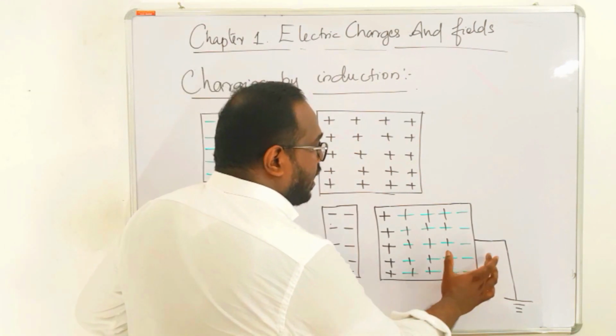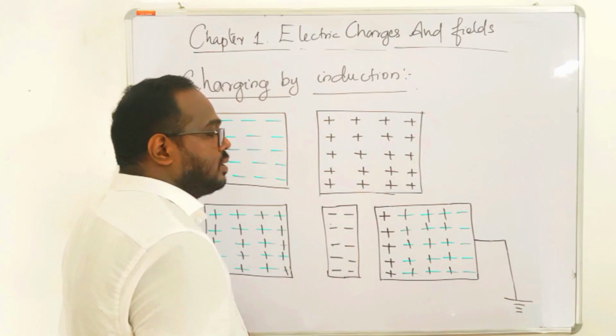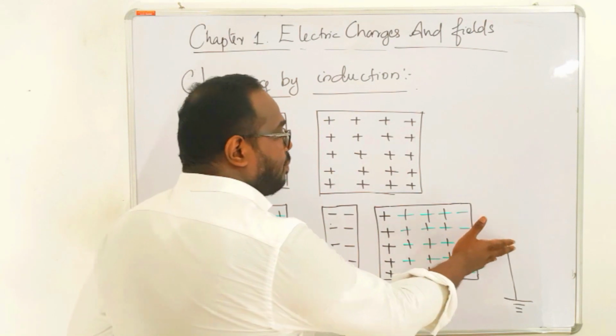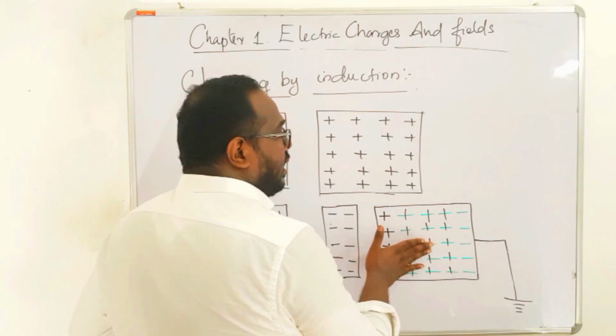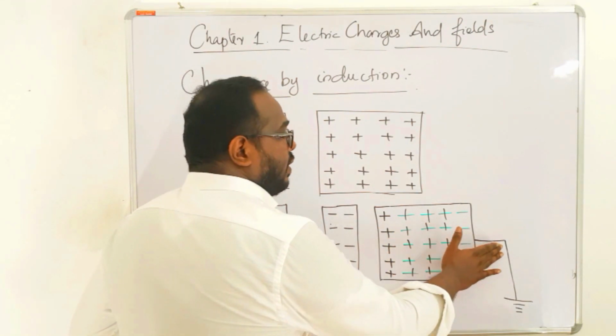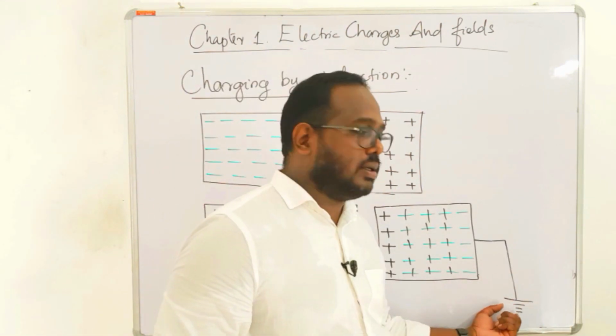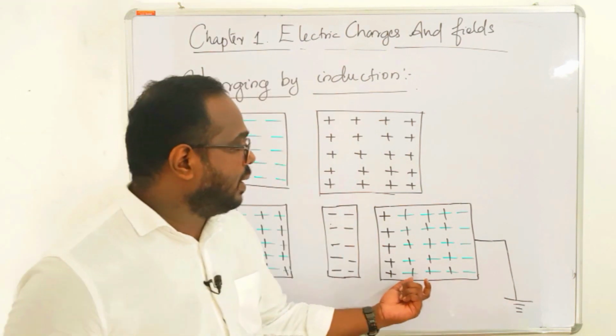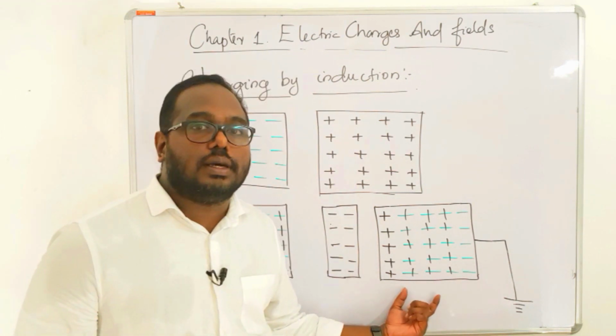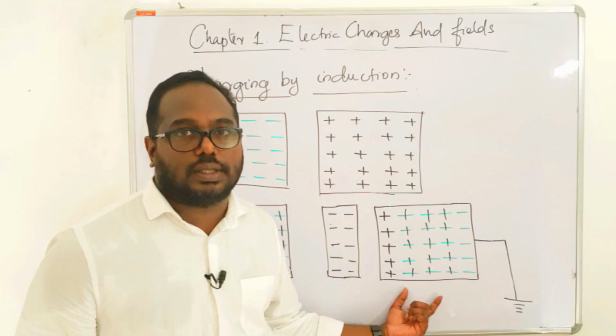Okay, when you connect this to Earth, what happens? The excess electrons will get a passage to go through it because negative is repelling, right? When you get the short circuit, it will get passed to Earth. So the number of negative charges will be lesser in this object, so it is getting positively charged.